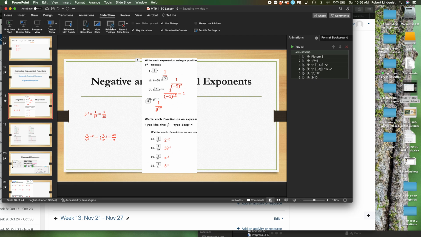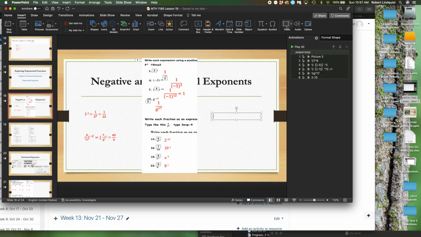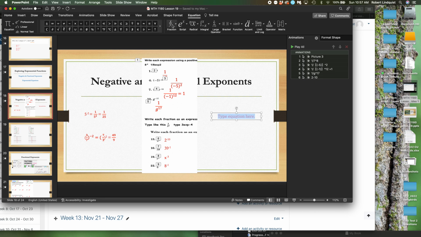Let me add a text box. Home. Text box. And let's get red ink going on there. So let's go insert equation fraction, so you can see how I do this. Let's go here, over. All right, so you can see, well, I'll do it when the slide is done.